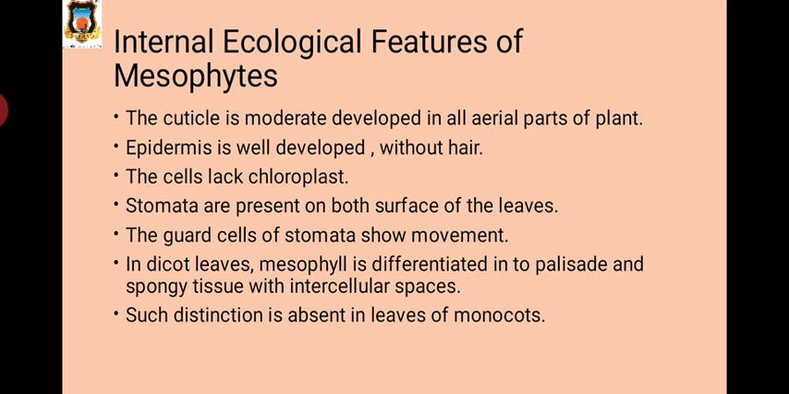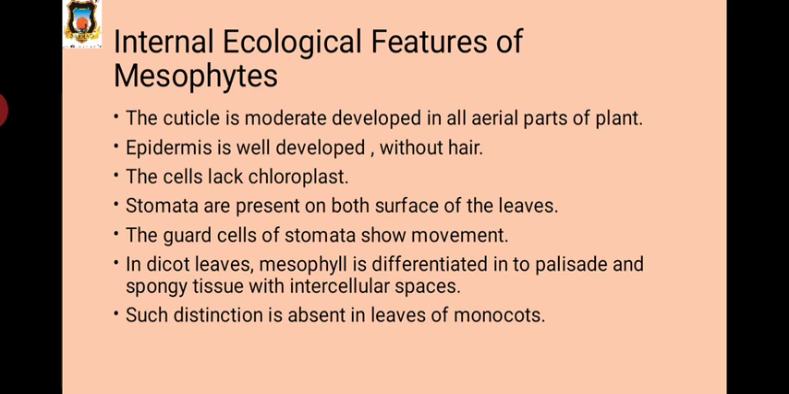The stomata are present on both surfaces of the leaves, the upper surface as well as the lower surface. The guard cells of the stomata show movement, that is, the guard cells are useful for closing and opening of the stomata. In dicot leaves, the mesophyll cells are differentiated into palisade as well as spongy tissue with intercellular spaces, meaning the distance between two layers or two walls.